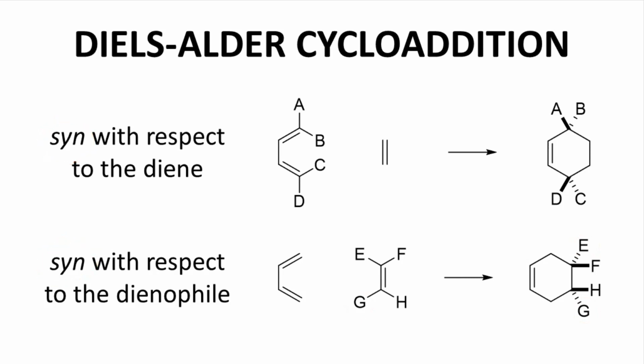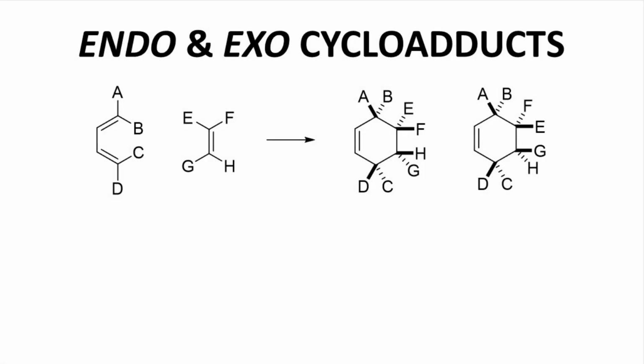Let's now focus on the idea of endo and exo. Here are our fully substituted diene and dienophile. If these react, we can get two possible products that are consistent with what we discussed on the previous slide. Note that these very similar looking products differ in the relative orientations of A and F. On the left, A and F are cis. On the right, A and F are trans.